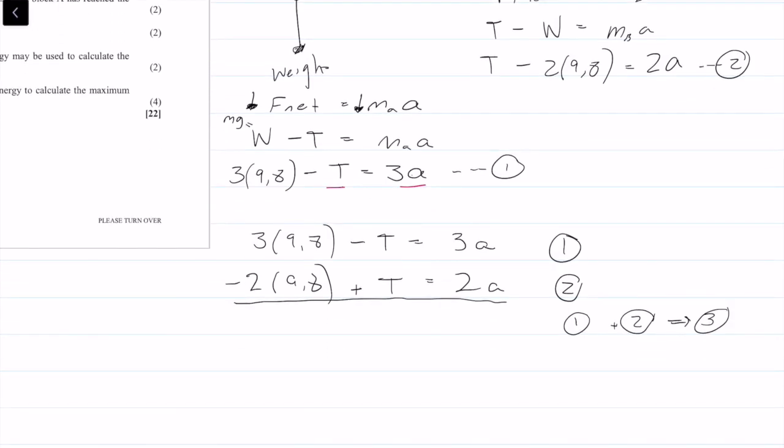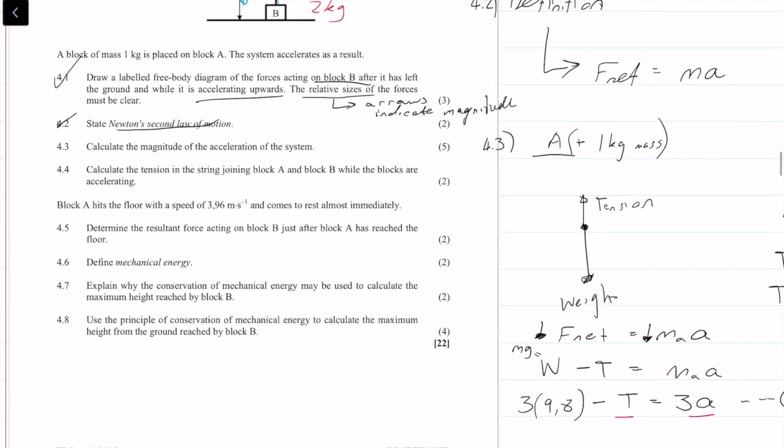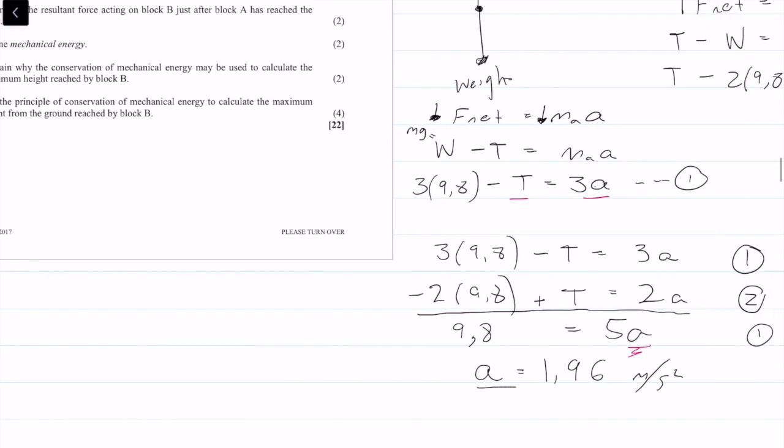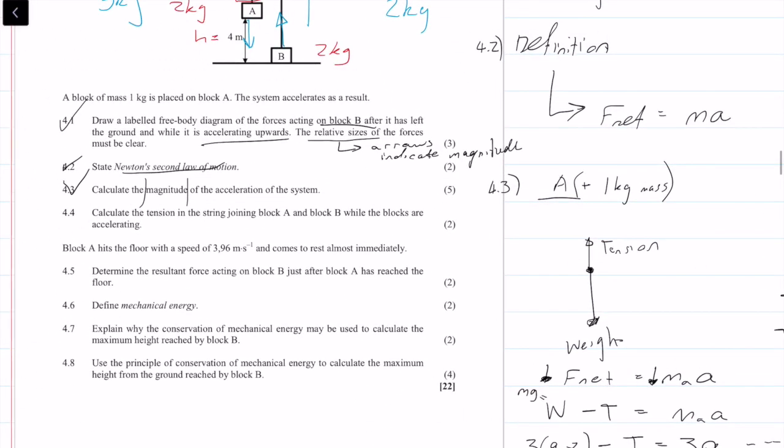Okay, so I'm going to add these, so then I'm left with 9,8. The T's cancel, is equal to 5 times the acceleration. Okay, there's only one unknown here, which is the acceleration, and the acceleration equals 1,96 meters per second squared. We were asked for the magnitude, and we get 5 marks for that. Because it asks for the magnitude, we don't care about the direction. Okay, and we get 5 marks.